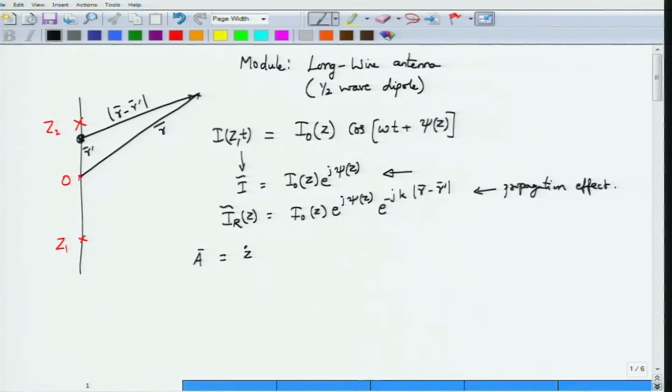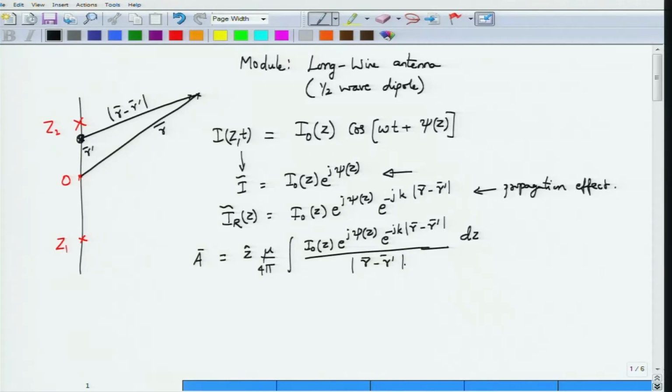The vector potential is in the direction of z and is given by this expression: mu by 4 pi times the integral of the current, I0 of z, e to the power j psi of z, e to the power minus j k |r minus r prime|, divided by |r minus r prime|, integrated over dz. This is exactly like the short dipole antenna, except that we have explicitly taken into account that we want the radiation pattern in the radiation zone. We will make that assumption very soon. Note this is not r, but the distance between source and field point, r minus r prime.